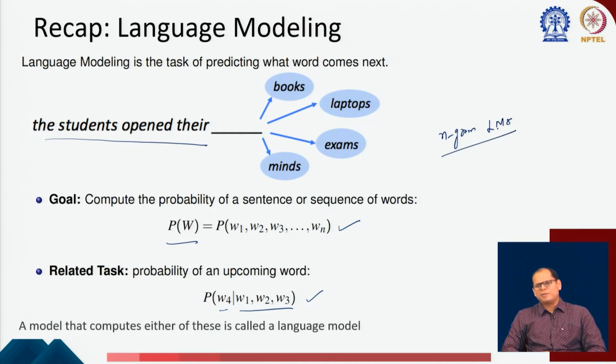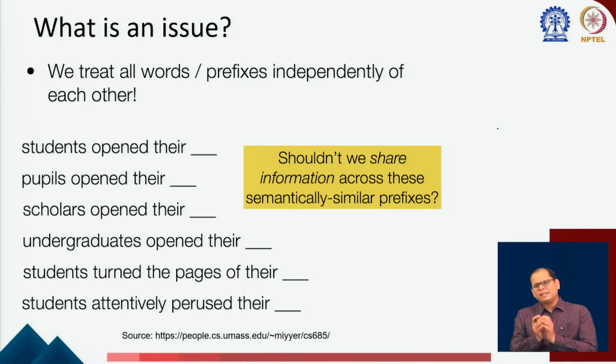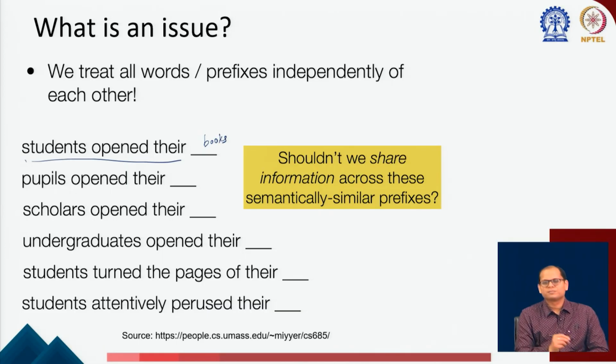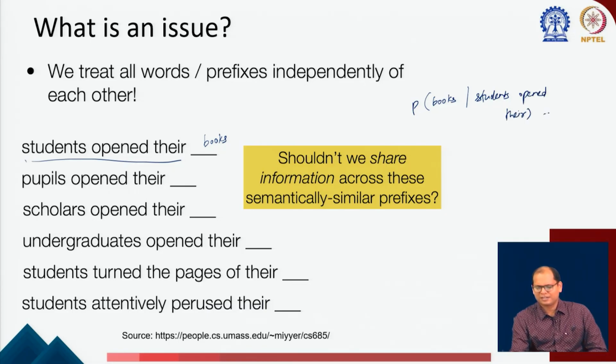Now, what are the issues with n-gram language models? Suppose you used an n-gram language model, and you actually had this phrase already there in the data, the students opened there, and you could figure it out, then this is books, maybe. But in an n-gram language model, each word is treated independently. So if you have learned something for the students opened there, and you learned it is books, by your parameters the probability of books given students opened there, let's say it is high, and you can predict the word books in this case.